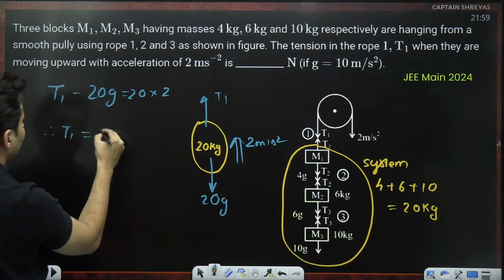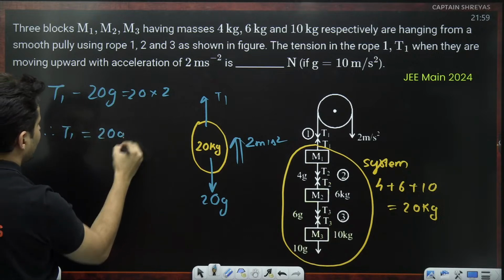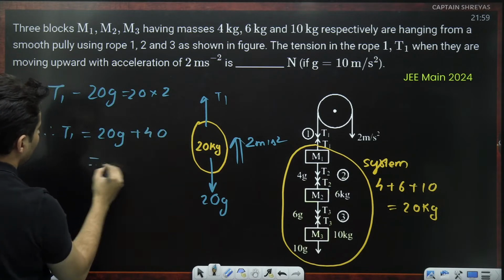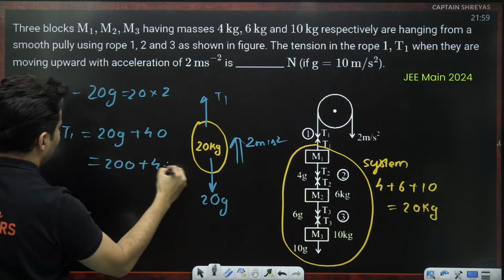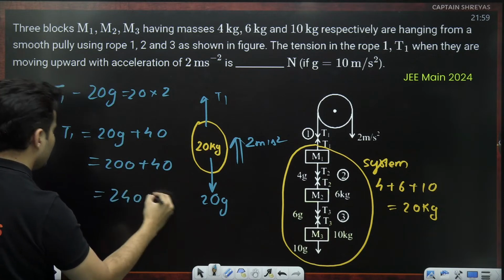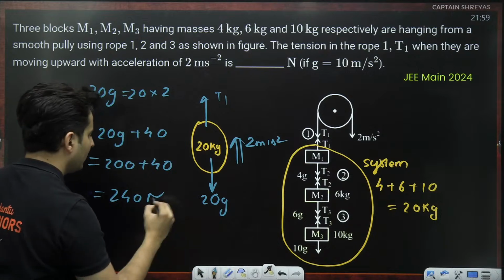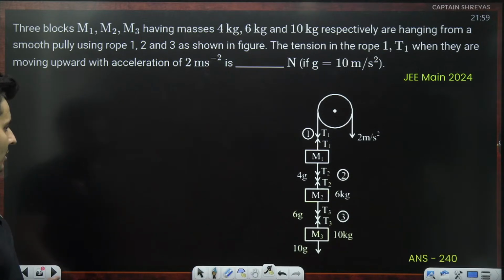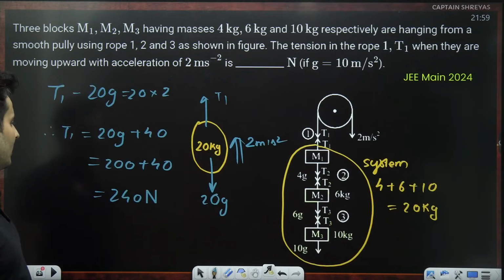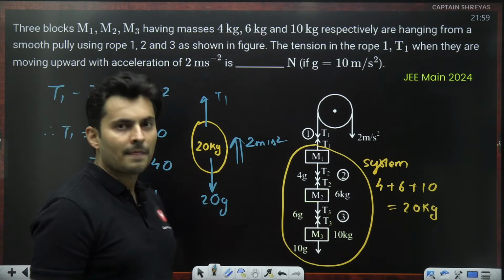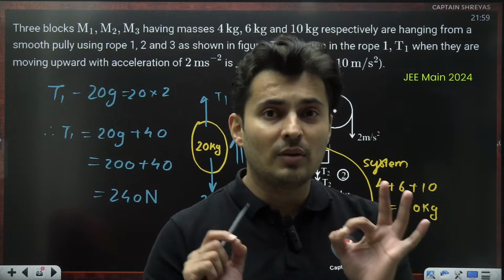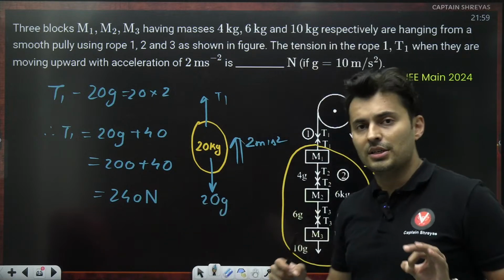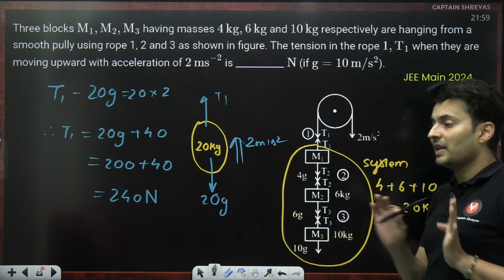So T1 will be 20 G, take it on the other side, plus 20 into 2 is 40. So 200 plus 40, which is 240 Newtons. Perfect. Yes, 240 Newtons. That is the correct answer. Understood? Choice of system. So they are testing your knowledge whether you can choose a system correctly or not.